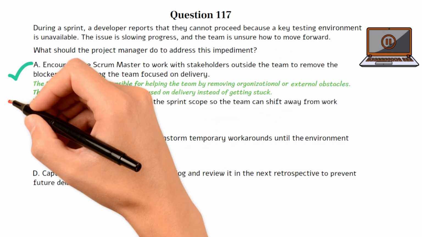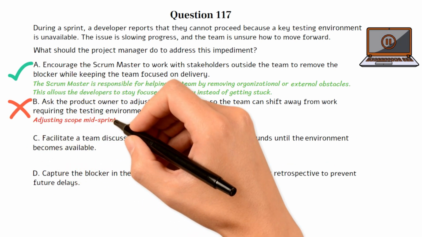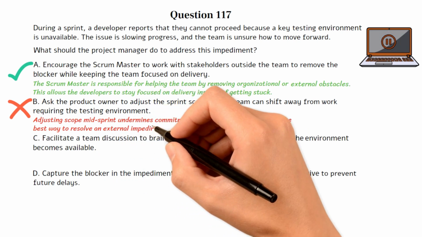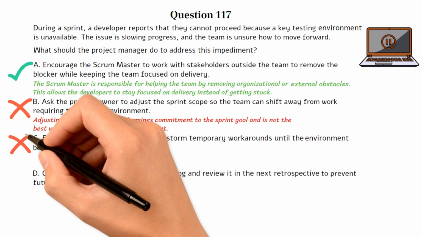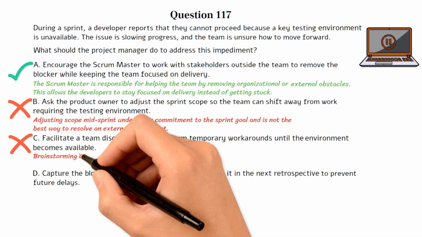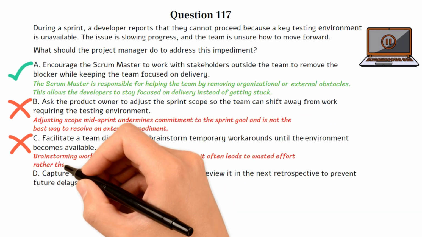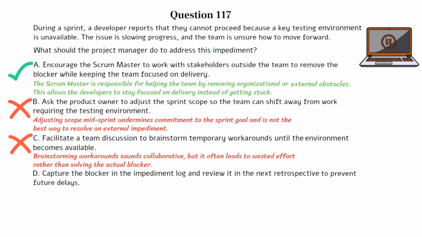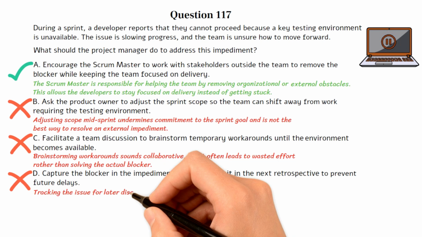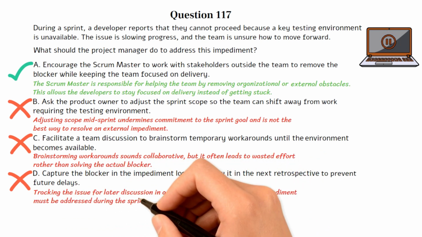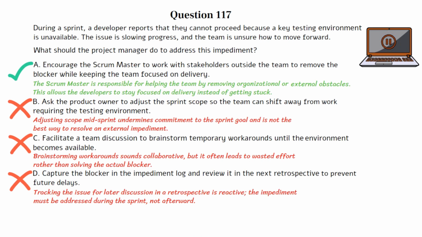Choice B is incorrect. Adjusting scope mid-sprint undermines commitment to the sprint goal and is not the best way to resolve an external impediment. Choice C is incorrect. Brainstorming workarounds sounds collaborative, but it often leads to wasted effort rather than solving the actual blocker. Choice D is incorrect. Tracking the issue for later discussion in a retrospective is reactive. The impediment must be addressed during the sprint, not afterward. Let's move on to the next question if you're ready.